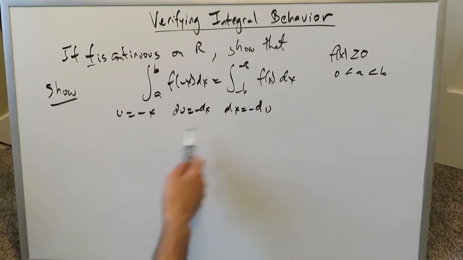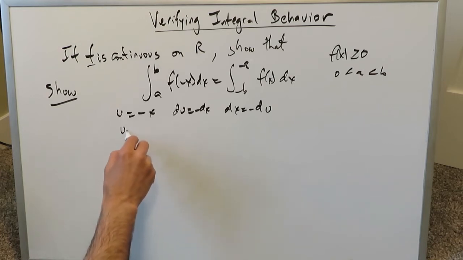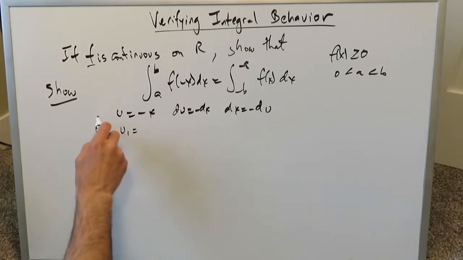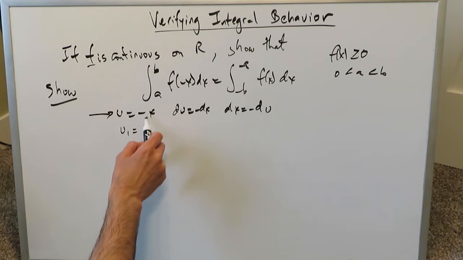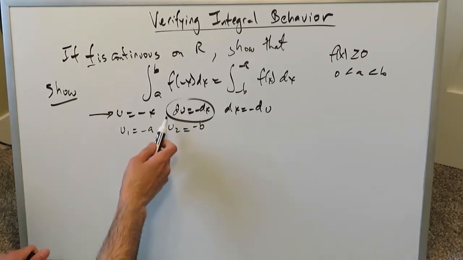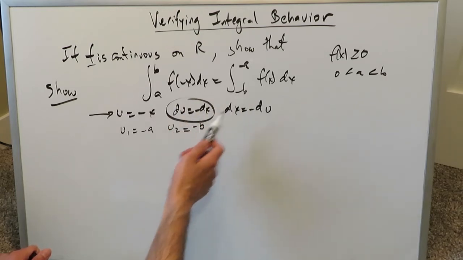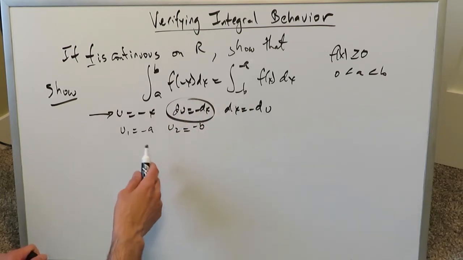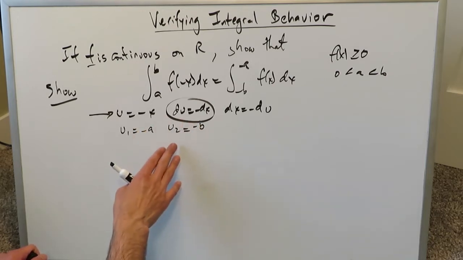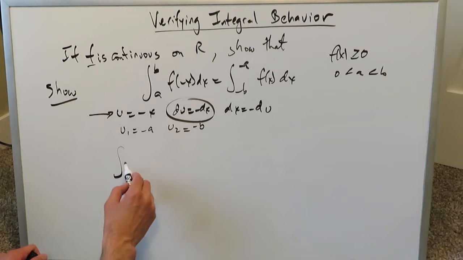If you're doing a substitution over here and you have a definite interval involved, you have to change the intervals. u1 is equal to minus a, and u2 is equal to minus b. We also have to keep in mind that du is equal to minus dx, because that will play into this verifying. Let's bring the items that we've brought into this picture into our new integral. We have u1 minus a, u2 minus b.